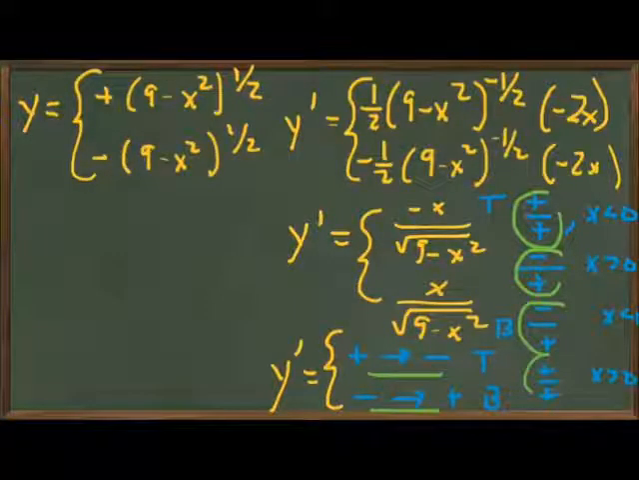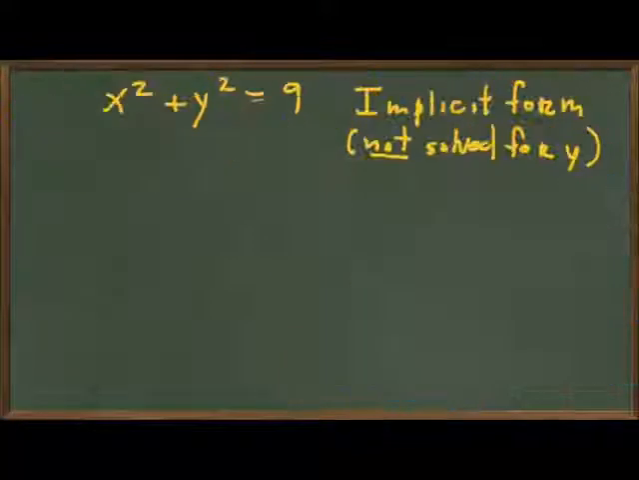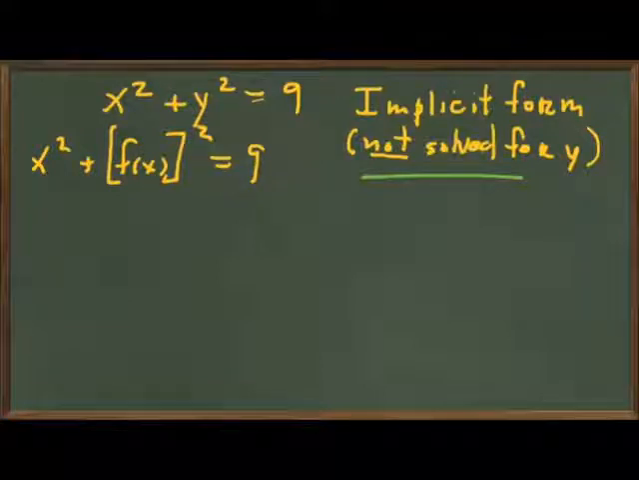But this was a lot of work. Isn't there an easier way to do this, starting with x squared plus y squared equals 9 and leaving it in that form? And the answer is yes. So let's see how to do that. So we're going to leave our function in its implicit form. That means we have not solved it for y. We're going to replace y with f of x, and then we're going to differentiate each term using the chain rule, since this is a composite function when we differentiate this term.